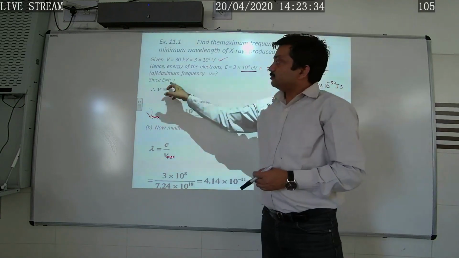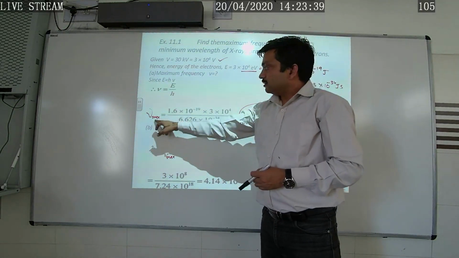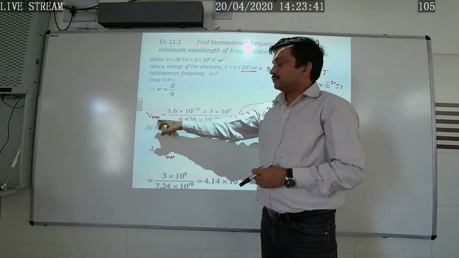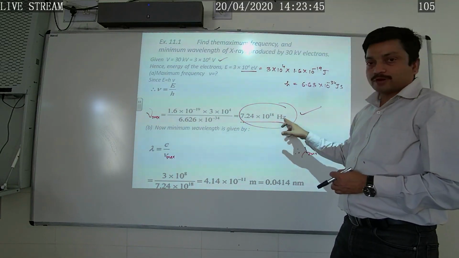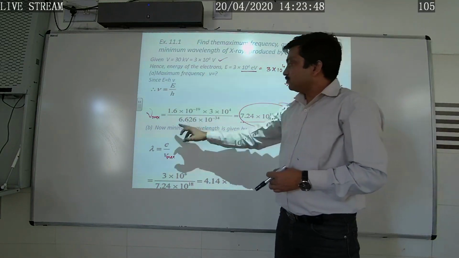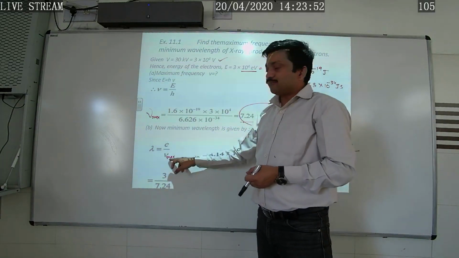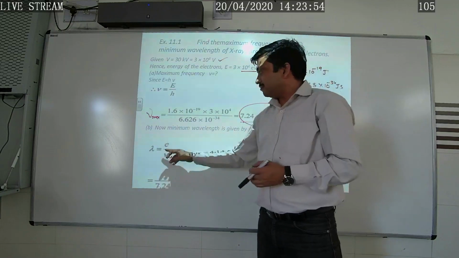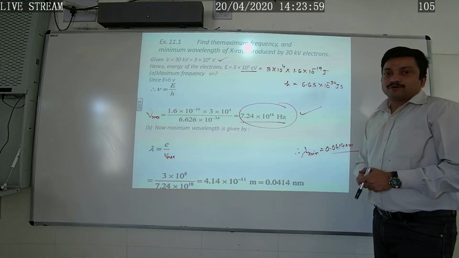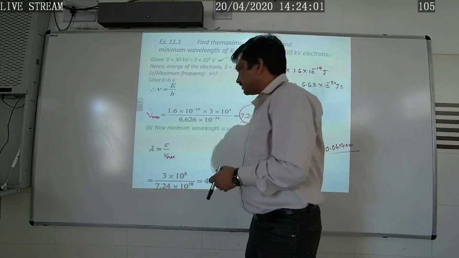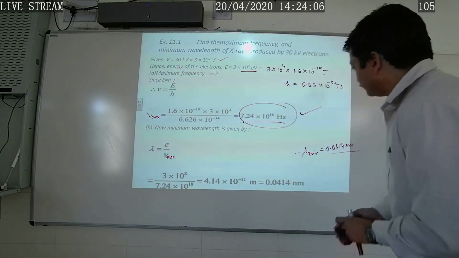As we know, E equals h nu, so nu equals E by h, where nu is the maximum frequency. Putting the values, we get the required answer, 7.24 into 10 to the power 18 hertz. Now we want to find the minimum wavelength, and for the minimum wavelength, the frequency should be maximum. So lambda equals c by nu maximum, and in this way we get the required answer. Let's move to the next exercise question.